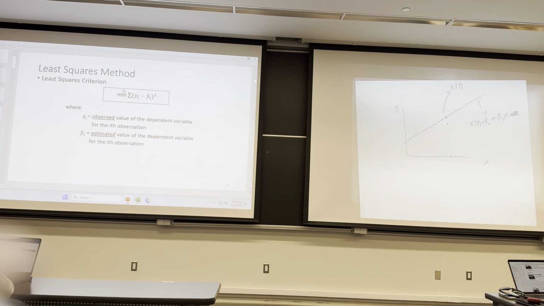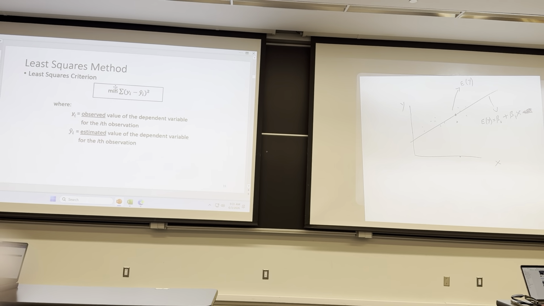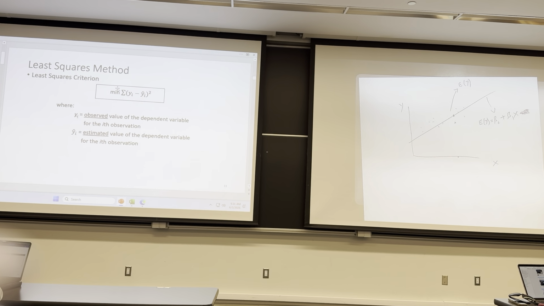So what will happen over here is, if you don't square, some errors are negative, some errors are positive. They will cancel out each other. And what you might end up seeing is that the sum of those errors is simply zero. Okay, now look at this.